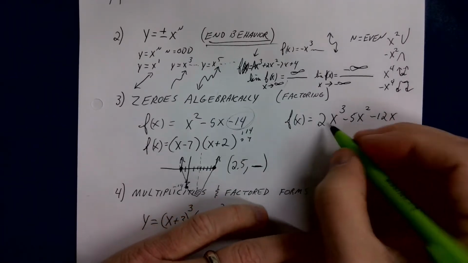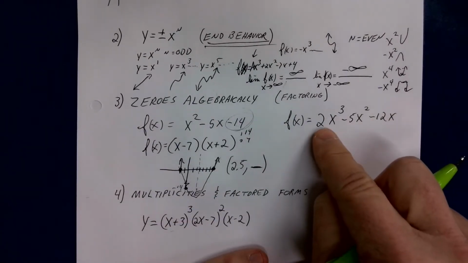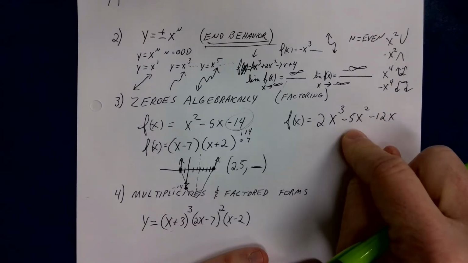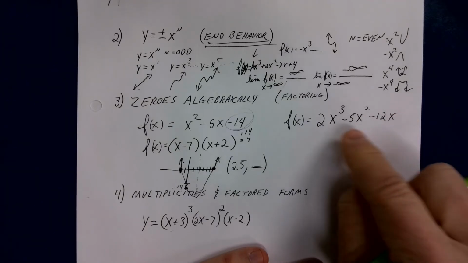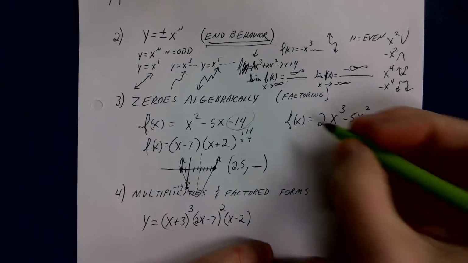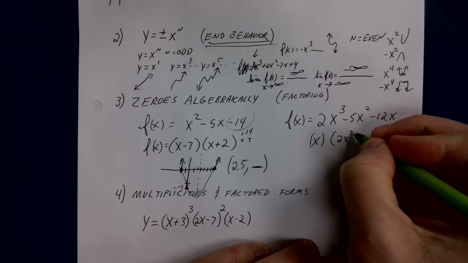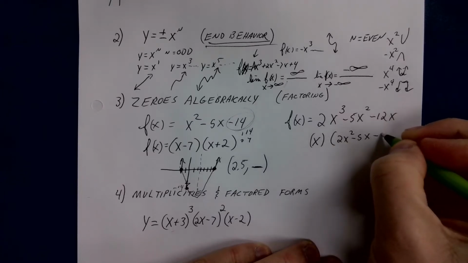So the first thing I'm going to do is, hey, can I pull a 2 out of all these? Well, I can pull a 2 out of this. I can pull a 2 out of this. Crap, I can't pull a 2 out of this. So am I done factoring like a dentist? Hopefully your answer is no, because look, there's an x in all of these things. So I know I can pull out an x, and I'm left with 2x squared minus 5x minus 12.